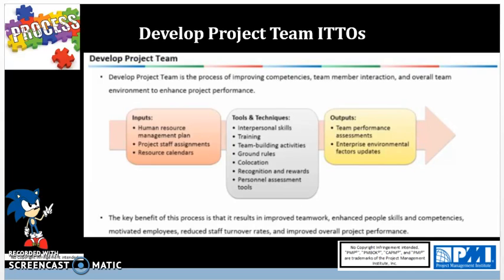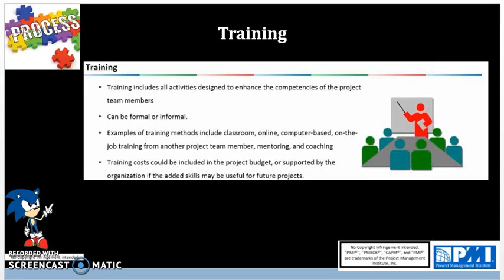Next, you have training. Training is where we are going to be including all activities designed to enhance the competencies of the project team members. This can be formal or informal training. Examples can be formal training to give more knowledge, let's say for Six Sigma training, or informal training where we want to train them on specific software that is within the company.